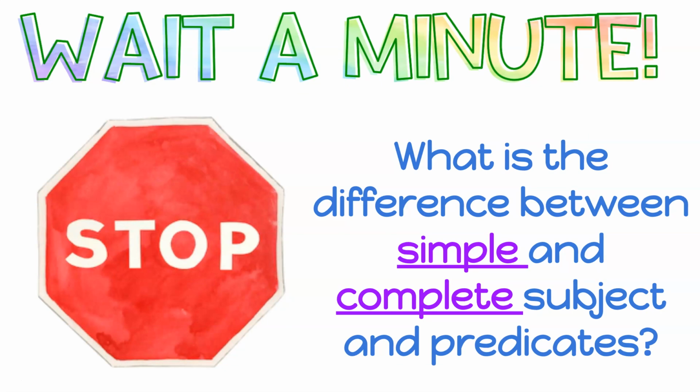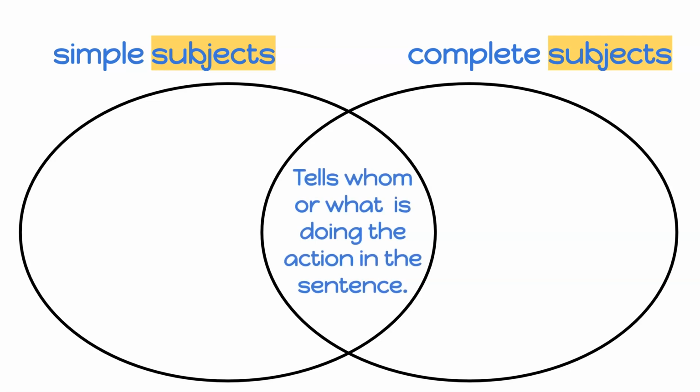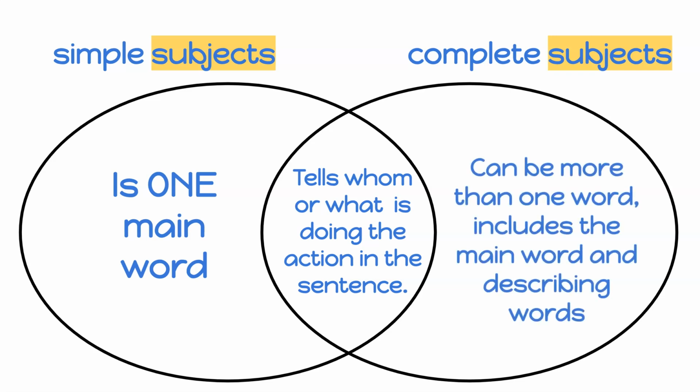Wait a minute. What's the difference between simple and complete subject and predicates? Let's take a look. Simple subjects and complete subjects. What do they both have in common? They both tell whom or what is doing the action in the sentence. But what's the difference? Simple subjects is one word, while complete subjects can be more than one word, and it includes the main words and even describing words.